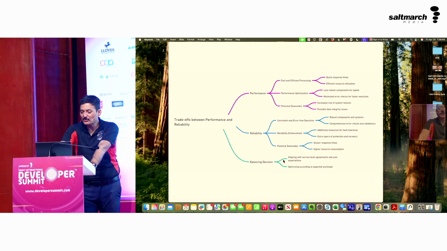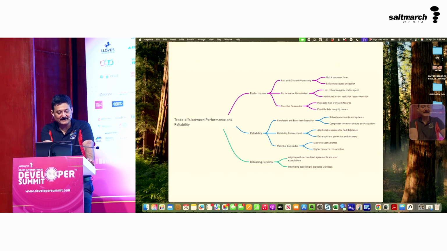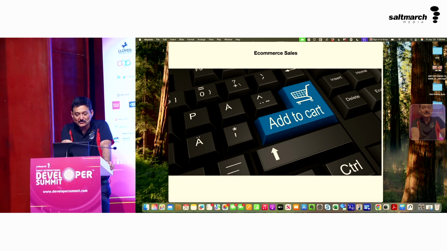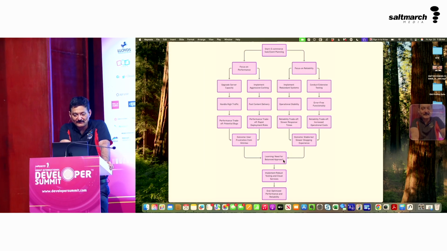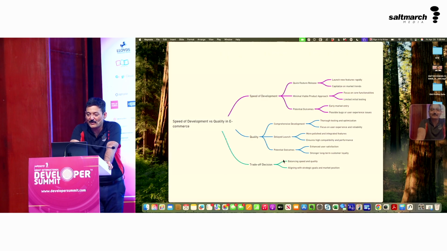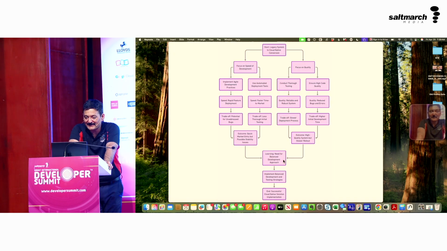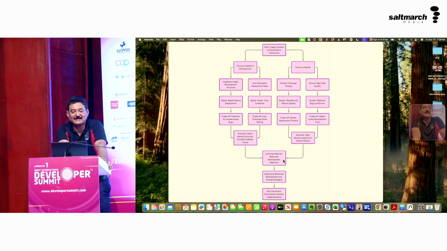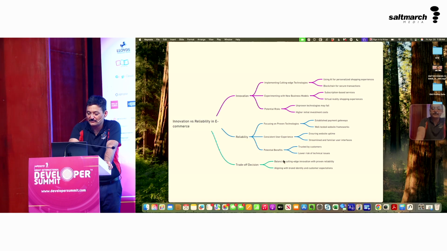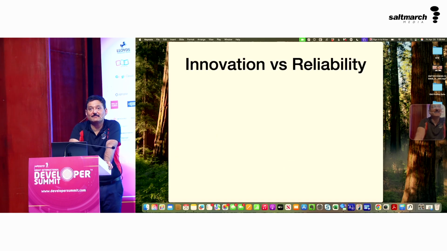So I would not go over all of them. I think you got the idea behind it. I just wanted to quickly give you an understanding. You can do the same thing with performance and reliability. And add to cart can also be there, where you can also look at different ways of speed of development and quality. So all these things, migrations can also have a similar kind of perspective. Now you can have speed of development and the quality initiative which you're trying to do. Same thing is true with innovation and reliability.